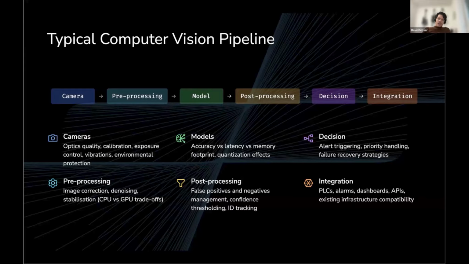Then there is the decision block, which now bridges these outputs of your pipeline with the value for the user, right? This is the block which triggers alarms. It's the block which makes database entries and so on. As a last block, there's an integration layer. So maybe you have a dashboard you want to integrate into your customer's existing infrastructure or something like that.